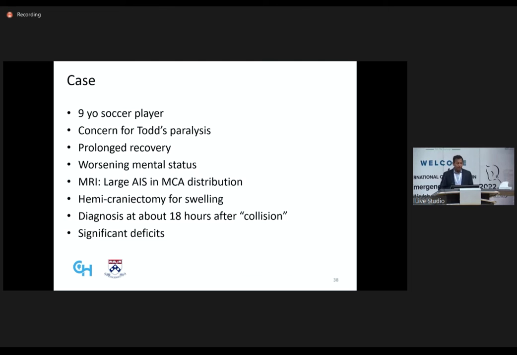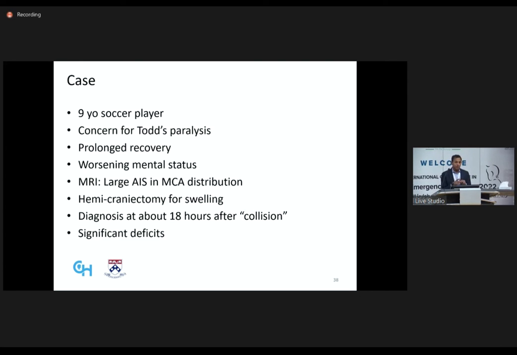So our patient, as I implied, that 9-year-old soccer player, was first seen at a community hospital with that presentation. But since his mental status seemed to be improving, waxing and waning, he was referred to the tertiary hospital, where initially it was also not felt that he had a stroke, but about 12 hours later he had an MRI that confirmed the stroke.